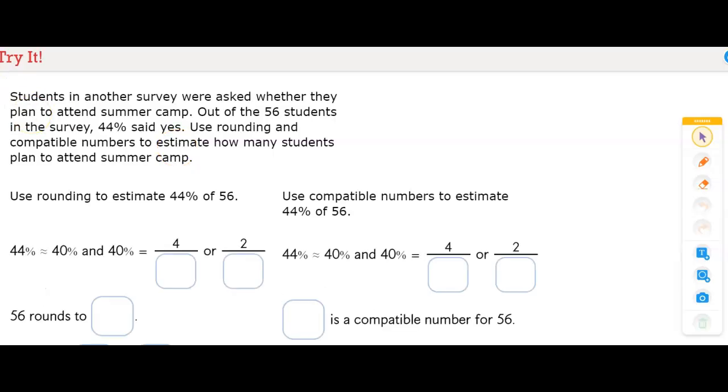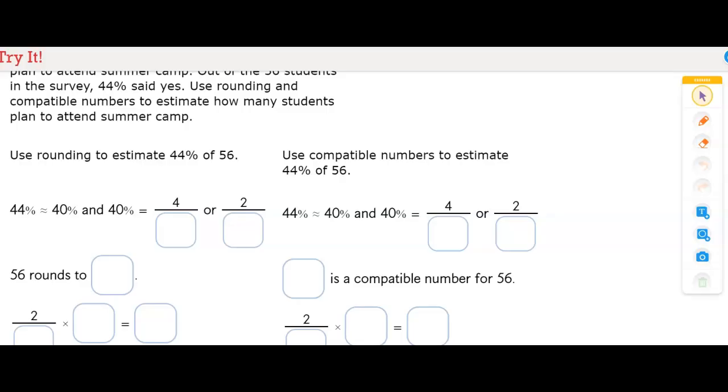Students in another survey were asked whether they plan to attend summer camp. Out of the 56 students in the survey, 44% said yes. Use rounding and compatible numbers to estimate how many students plan to attend summer camp. We're going to use both ways that we saw in the example. So the first is rounding. So we're going to round 44% to 40%.